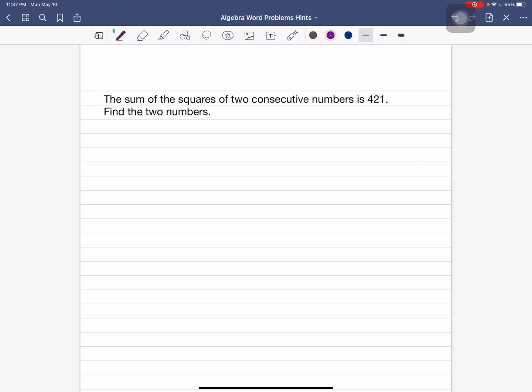So what you want to do is set it up off to the side. The first number is going to be x, and the next consecutive number would be x plus 1. If we're looking for the sum of the squares of these, we are going to take x squared plus the quantity x plus 1 squared equal to 421.